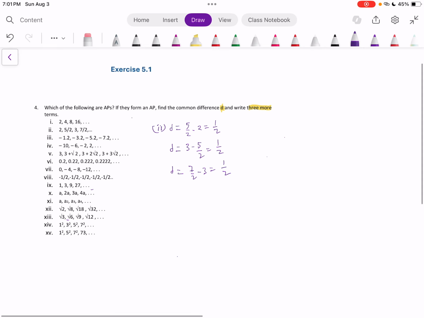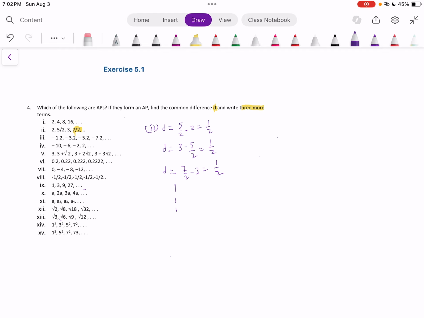So these numbers make an AP, and we need to find 3 more terms. The last term here is 7 over 2, and we will keep adding 1 over 2 to the term, and get the next 3 terms.